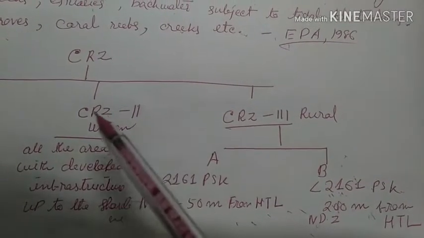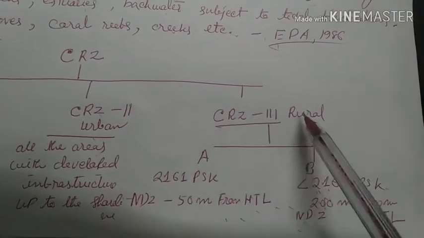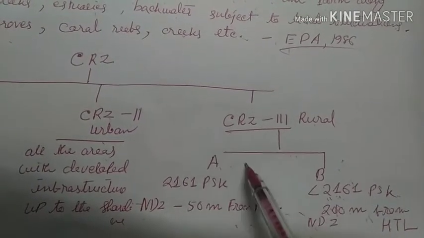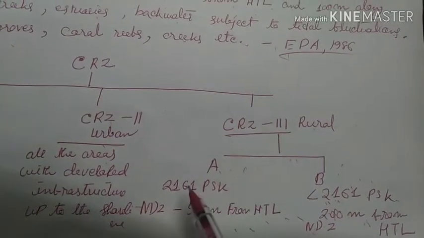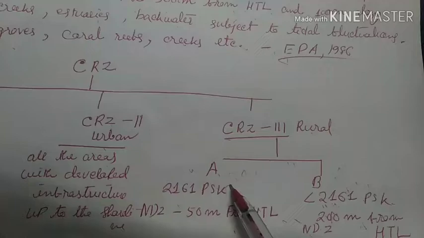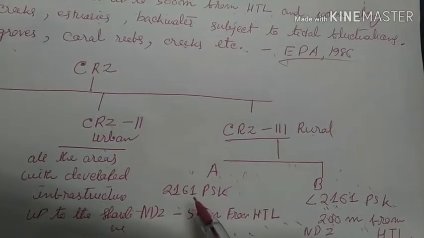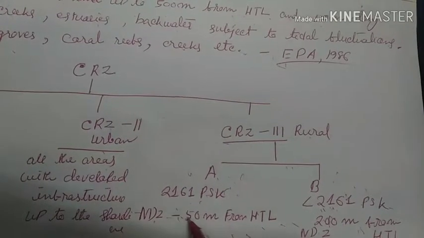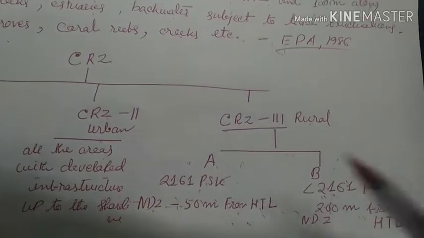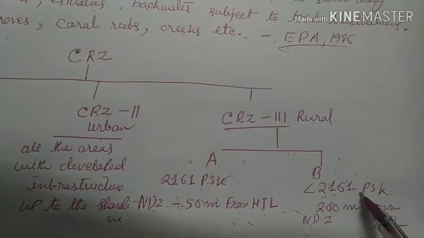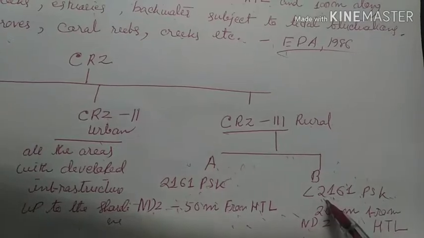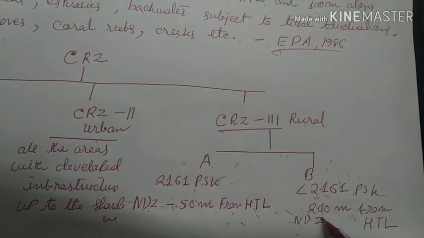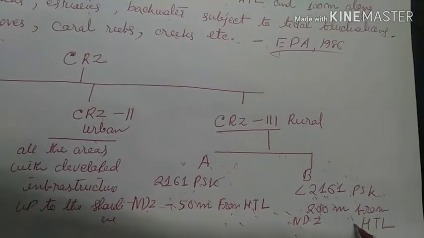Again, when part 2 is urban coastal zones, part 3 is rural coastal zones, and it has been divided into two parts, part A and part B. Part A is actually those areas which are densely populated, where per square kilometer density of population is 2,161. And here, no development zone is 50 meters from high tide line. Part B is less densely populated area. Per square kilometer population density is less than 2,160. And here, no development zone is 200 meters from high tide line.